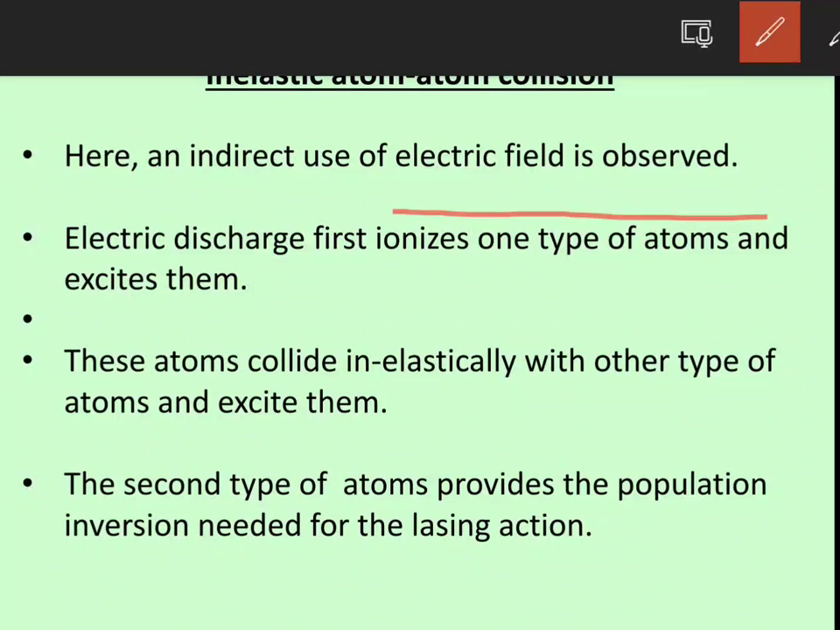That means here the energy is transferred due to collision.